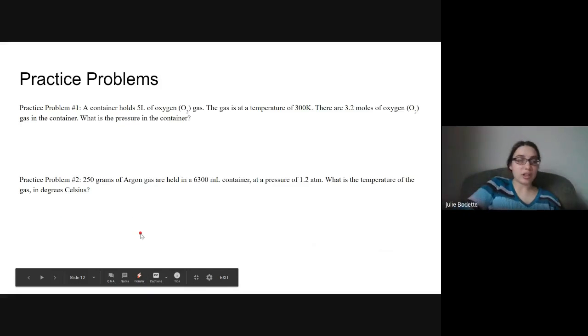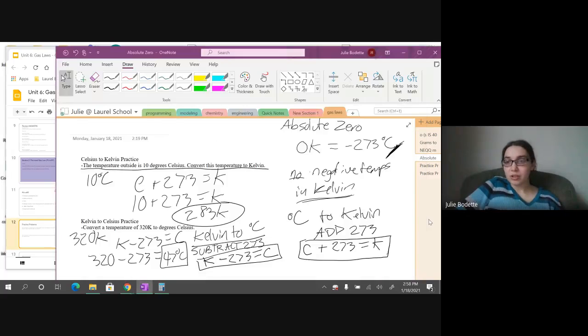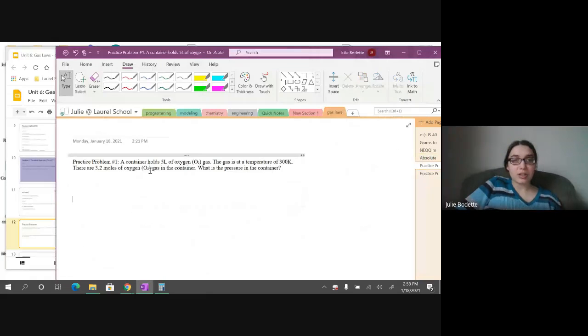Okay, so I'm going to go ahead and do the first practice problem. All right. So a container holds 5 liters of oxygen gas. The gas is at a temperature of 300 Kelvin. There are 3.2 moles of oxygen gas in the container. What is the pressure in the container?